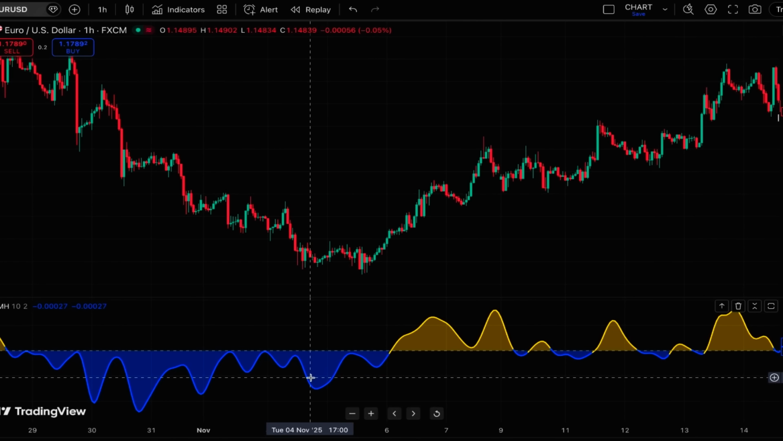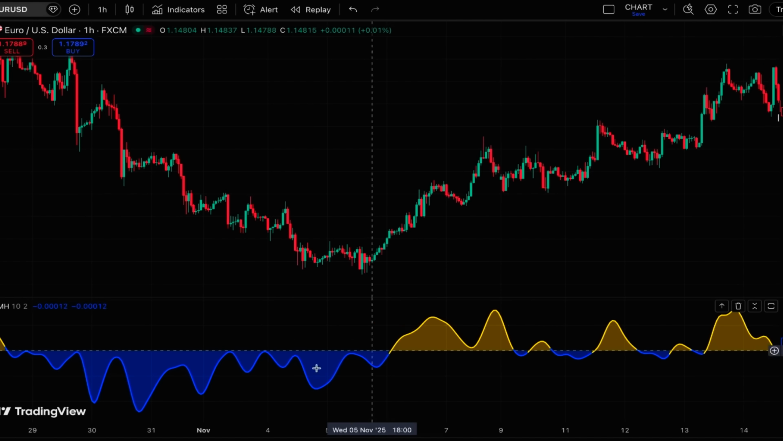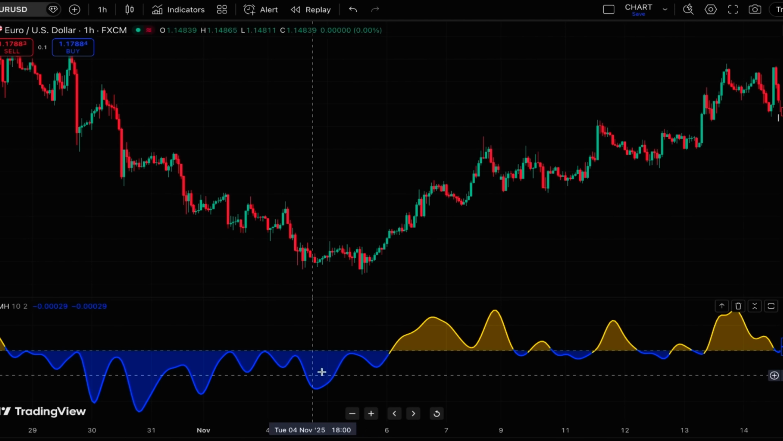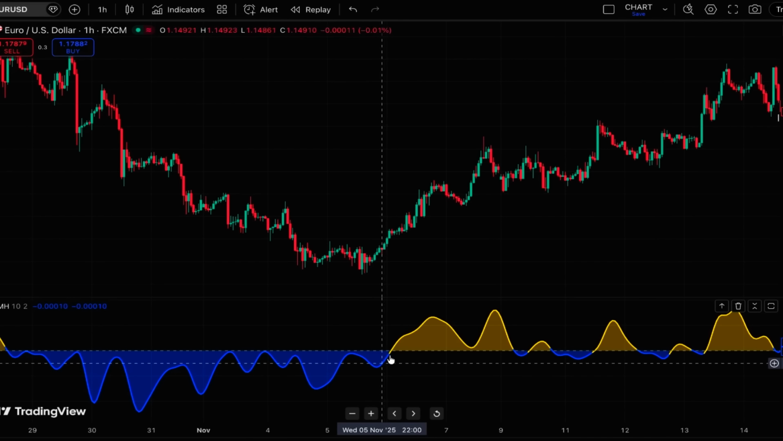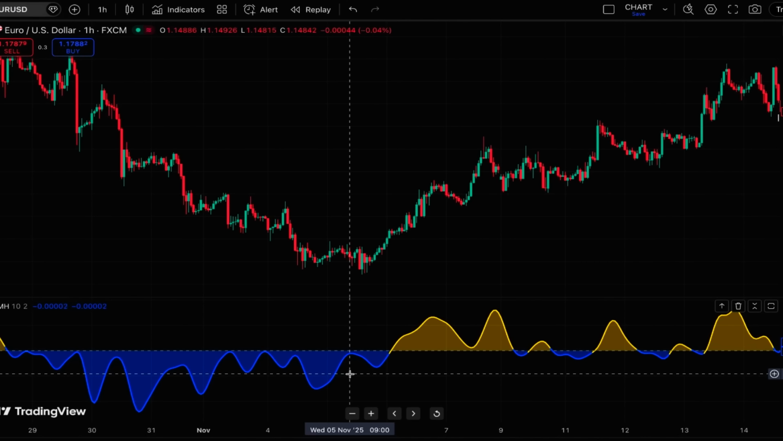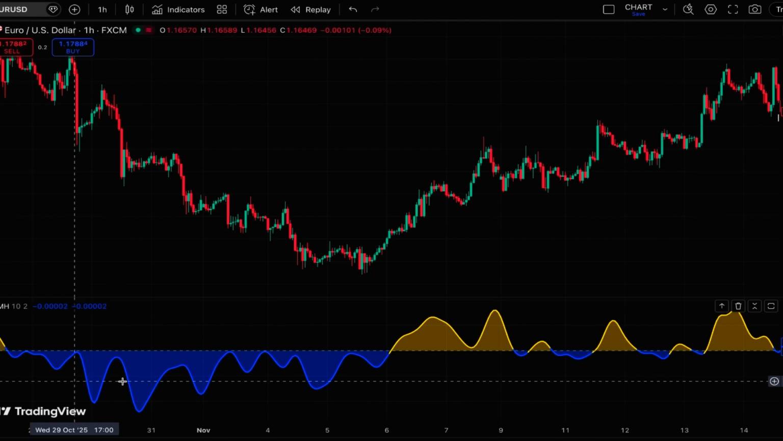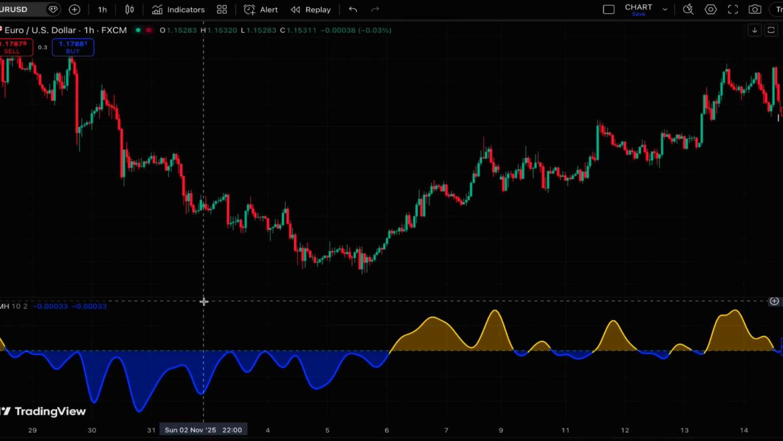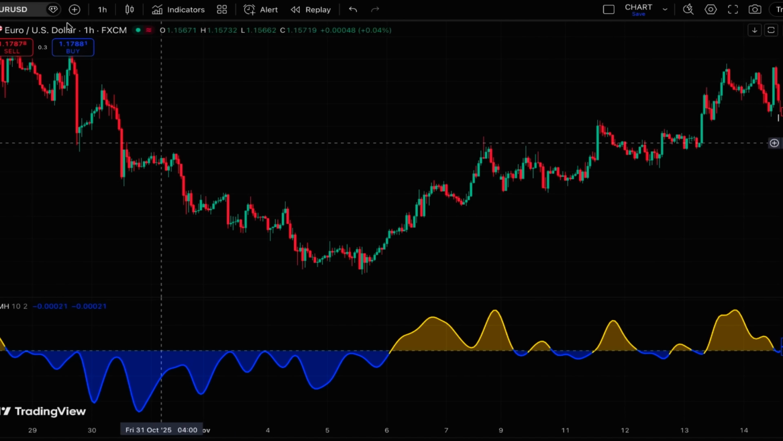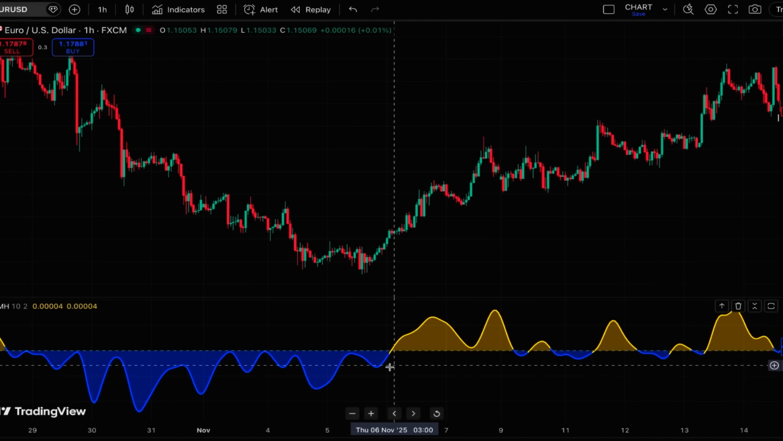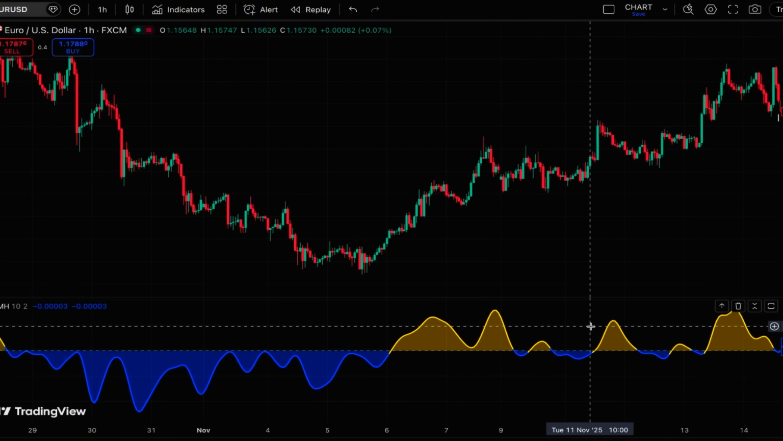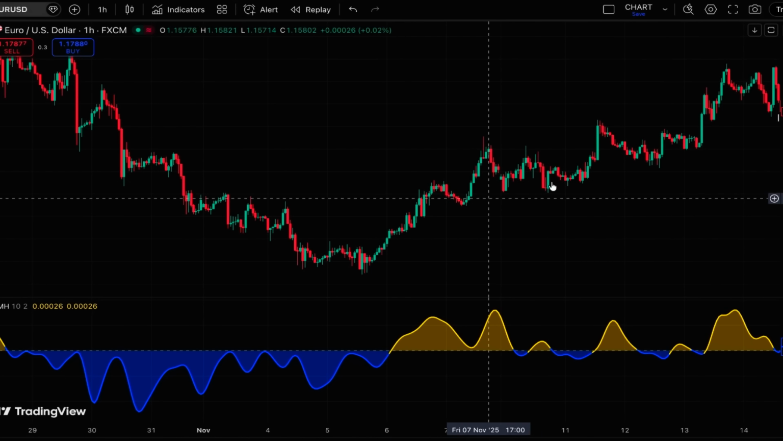We have a line here that is oscillating above and below the center line, and depending on the position of the line above or below the center line, it changes color between yellow and blue. When the line is below the center line, the color is blue, and this shows that we have greater downside momentum, so the price is probably declining in a downtrend. And when the line is above the center line, the color is yellow, and this shows that we have greater upside momentum, so the price is probably advancing in an uptrend.